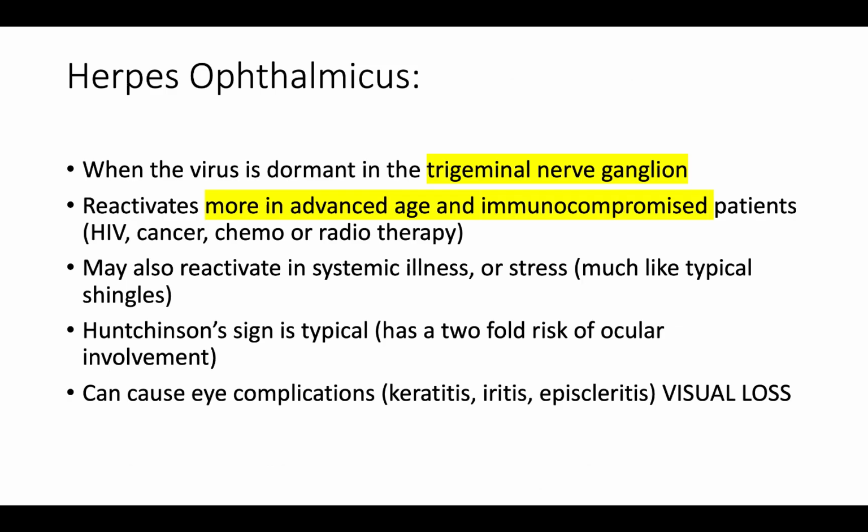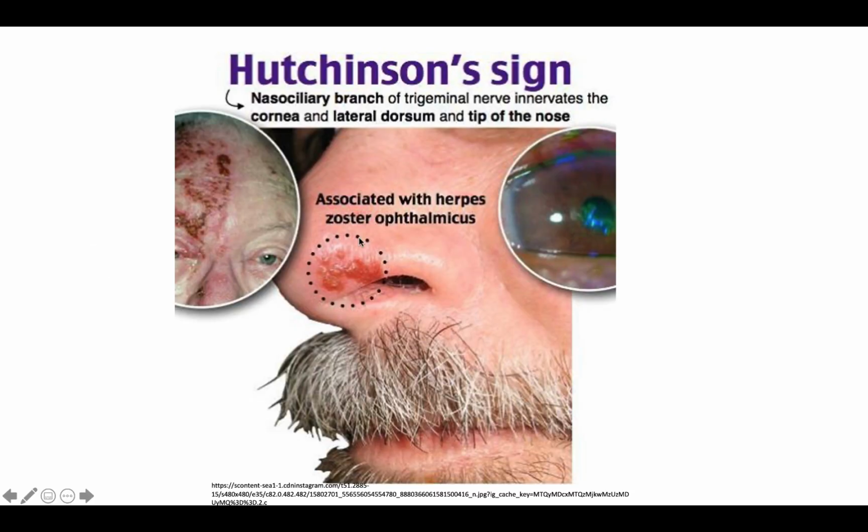Herpes ophthalmicus. This is when the virus is dormant in the trigeminal nerve ganglion. It reactivates more in advanced age and immunocompromised, and may also reactivate in systemic illness. Hutchinson's sign is typical and has a twofold risk of ocular involvement. This is Hutchinson's sign, the vesicles at the tip of the nose. This is associated with herpes zoster ophthalmicus, and this will be on the trigeminal nerve ending. So this is purely zoster of the sensory nerves in the distribution of the trigeminal nerve.